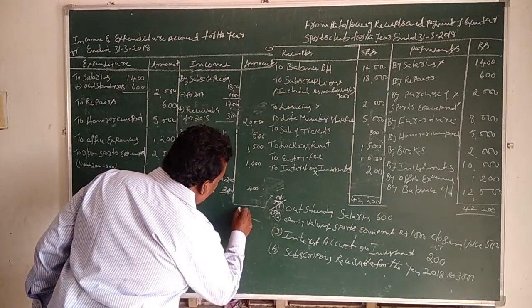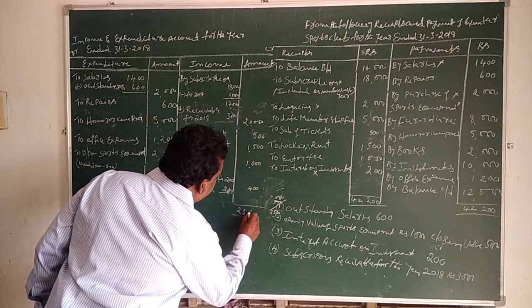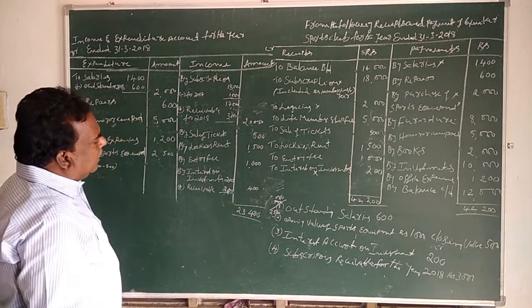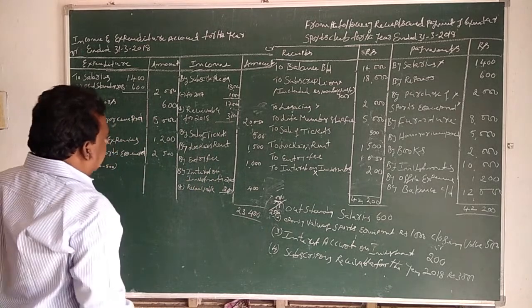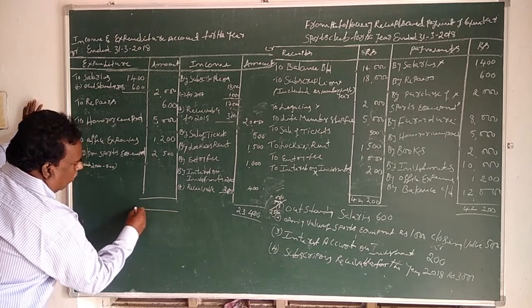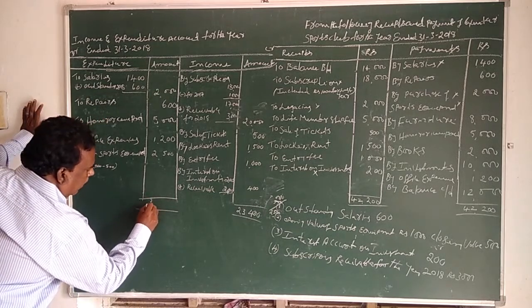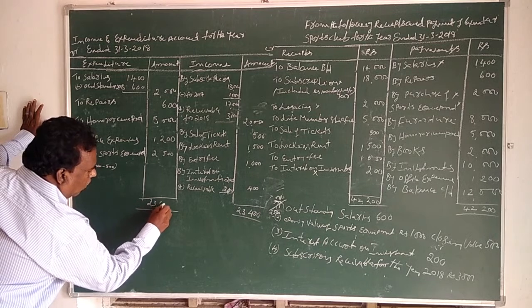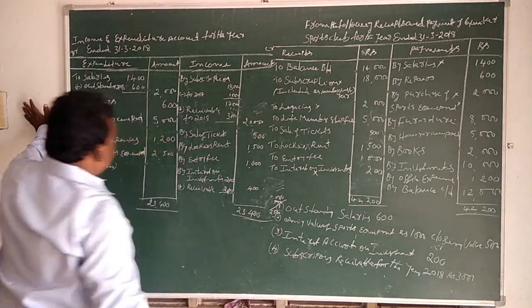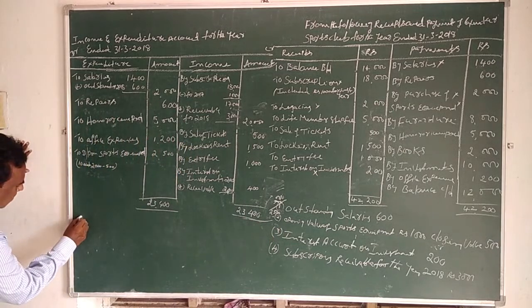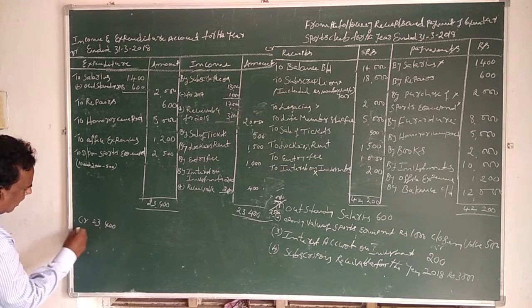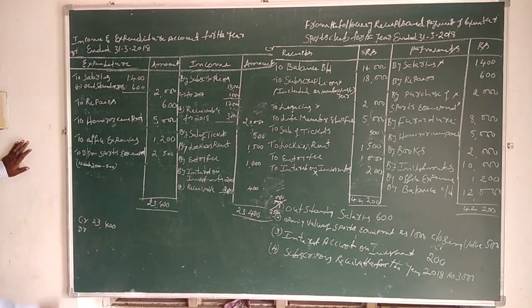Credit balance 23,400. Carry forward to debit side. So the credit balance is 23,400 and the debit balance is carried forward.